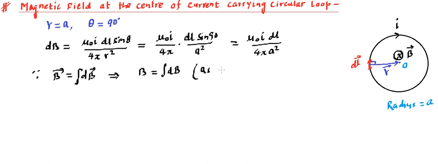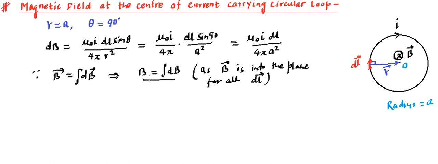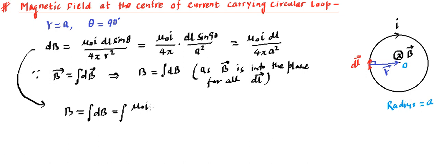So as the direction of B is into the plane for all points, into the plane for all differential elements, all dl vectors. So if for all dl vectors it is in the same direction, then we can use this thing. And once we are able to use this thing, it becomes quite easier. So we can come from here directly and write what the B is going to be. It is going to be integration dB, and what the integration dB means, you can say it's going to be mu naught I dl divided by 4 pi a square.